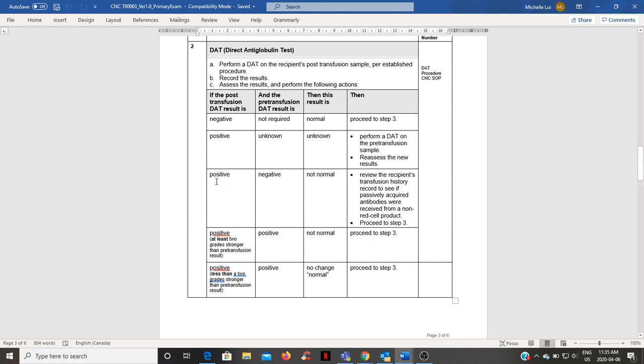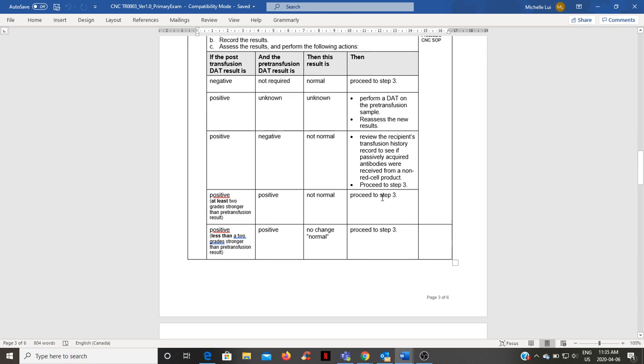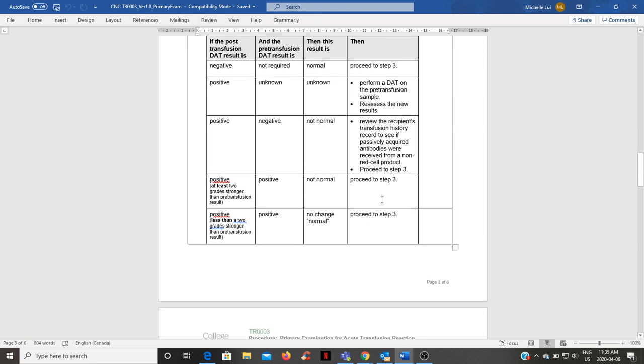So let's see, if your DAT is positive, the pre-transfusion DAT is negative, review the history to see if there were any passively acquired antibodies from a non-red cell product. Okay, so what else is in this patient's history? And let's go down to the next one. If it's positive and at least 2 grades stronger than previously, this is not normal. Okay, positive and less than 2 grades stronger than the pre, this is considered no change.